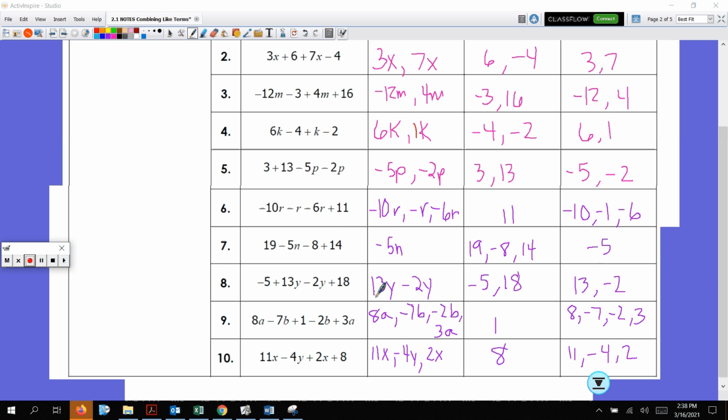Number 8, 13y and negative 2y were my variable terms, and then negative 5 and 18 were my constants, and the coefficient was the number in front of my variable terms, 13 and negative 2.